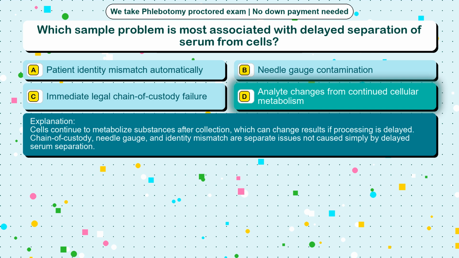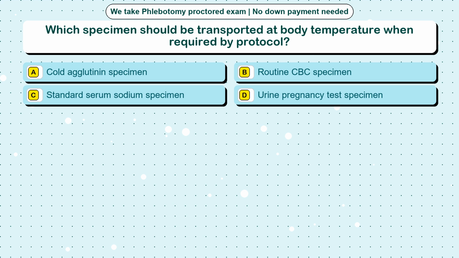Cells continue to metabolize substances after collection, which can change results if processing is delayed. Chain of custody, needle gauge, and identity mismatch are separate issues not caused simply by delayed serum separation. Question 42. Which specimen should be transported at body temperature when required by protocol? Option A. Cold agglutinin specimen. Option B. Routine CBC specimen.